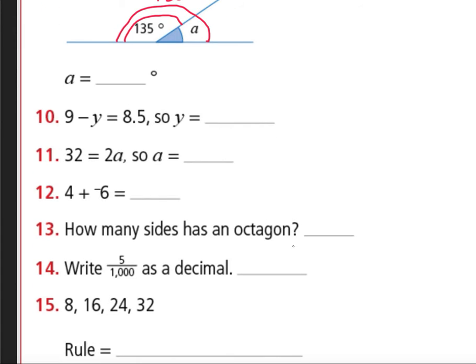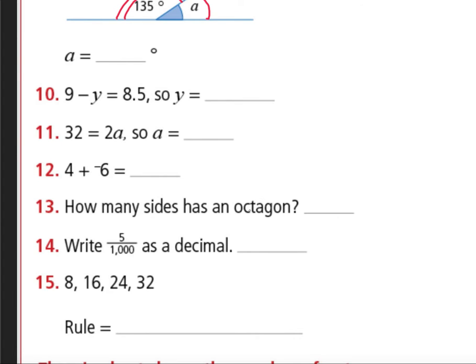Number 13, how many sides has an octagon? Okay, and the clue is in the start here, OCT. That means a particular number. If you're not sure what that number is, go and look up the octagon in the back of the book and count how many sides it has.